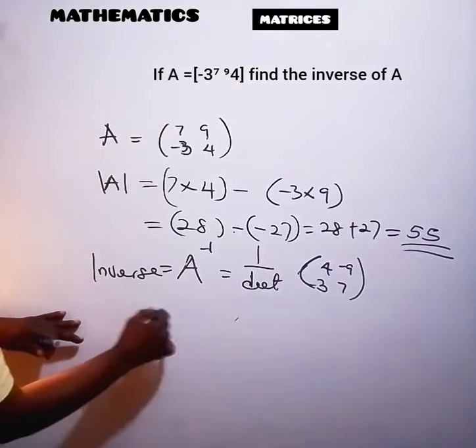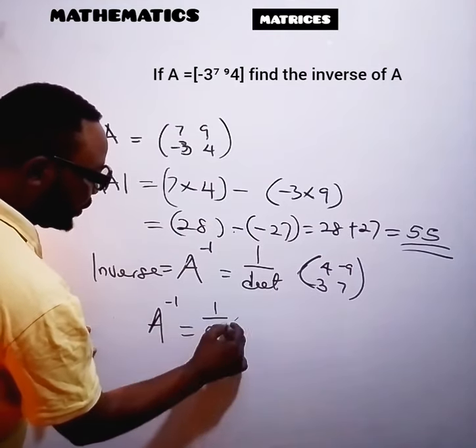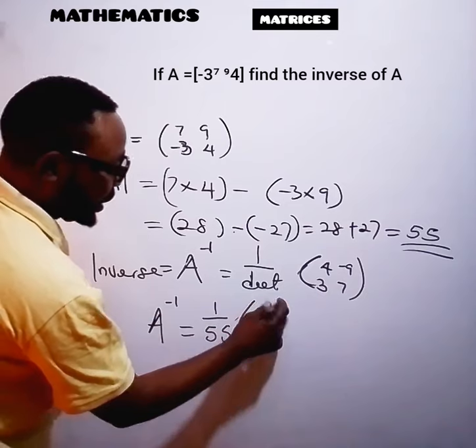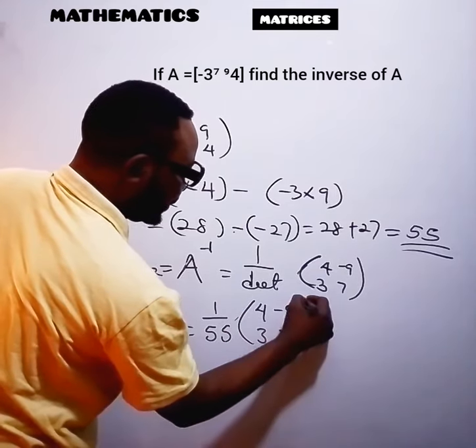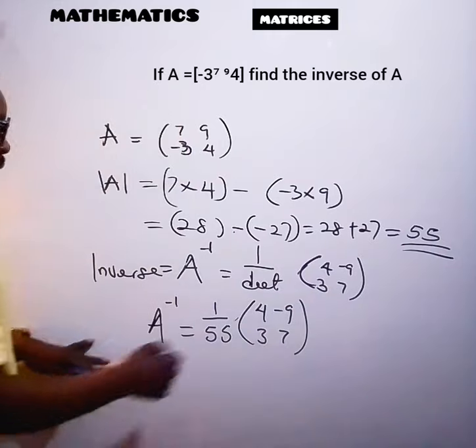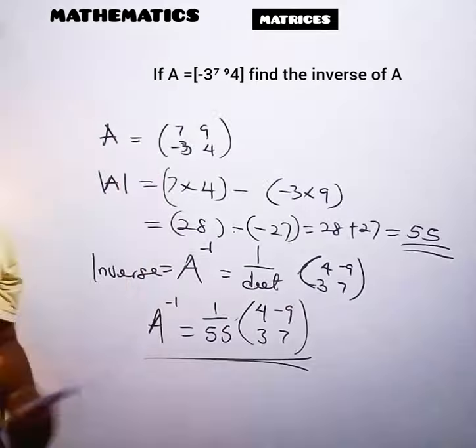So we have the inverse. A inverse will be equal to 1 over 55 times the bracket 4, minus 9, 3, 7. This is how we solve the question.